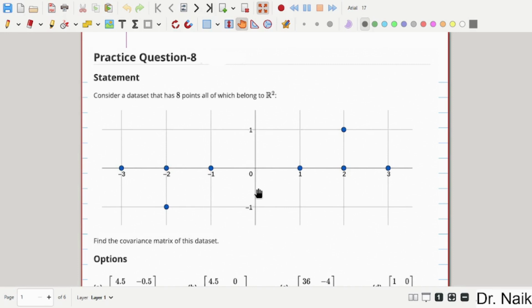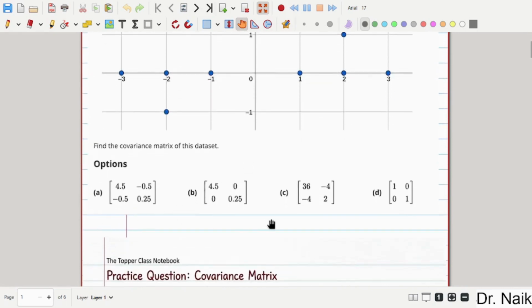are given on this graph and the coordinates of the points are (-3, 0), (-2, 0), (-1, 0), (-2, -1), (1, 0), (2, 0), (3, 0), (2, 1). And the question is, find the covariance matrix of this data set. And these are the options for the question.